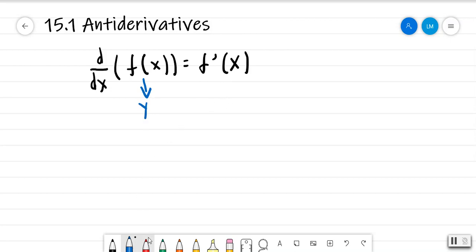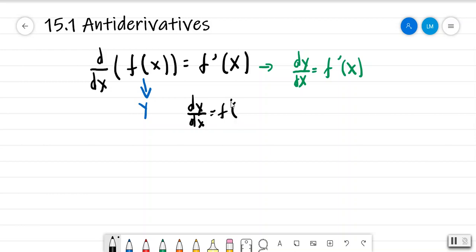Now, what that means is that when you take the derivative of y equals f of x, you get this relationship of the differential dy divided by dx is equal to f prime of x. Most likely you learned that whenever you have this notation, it tells you that dy over dx equals f prime of x.